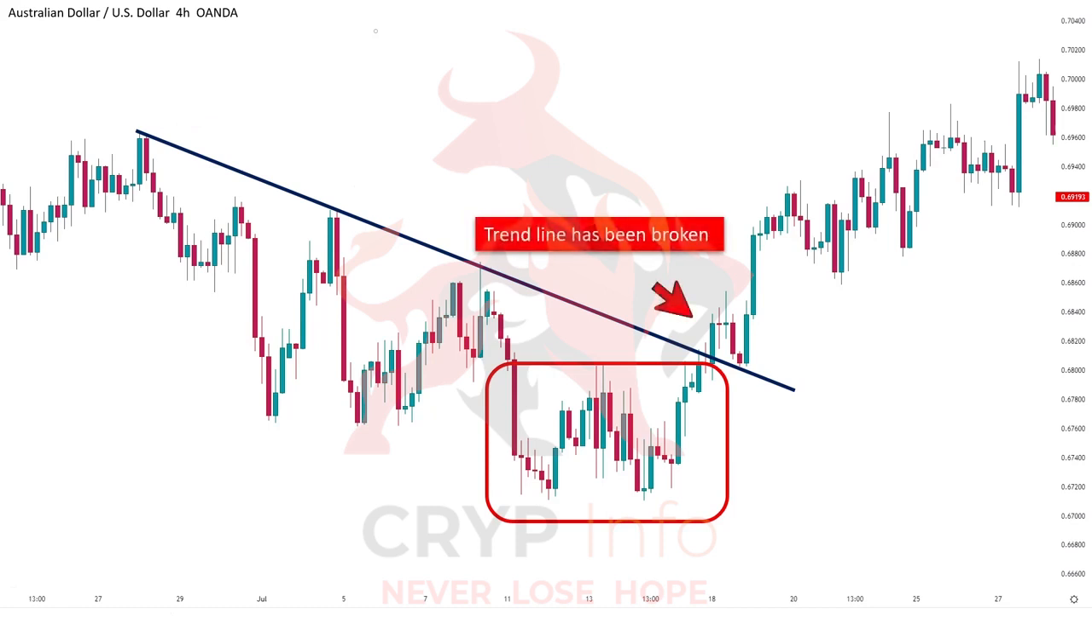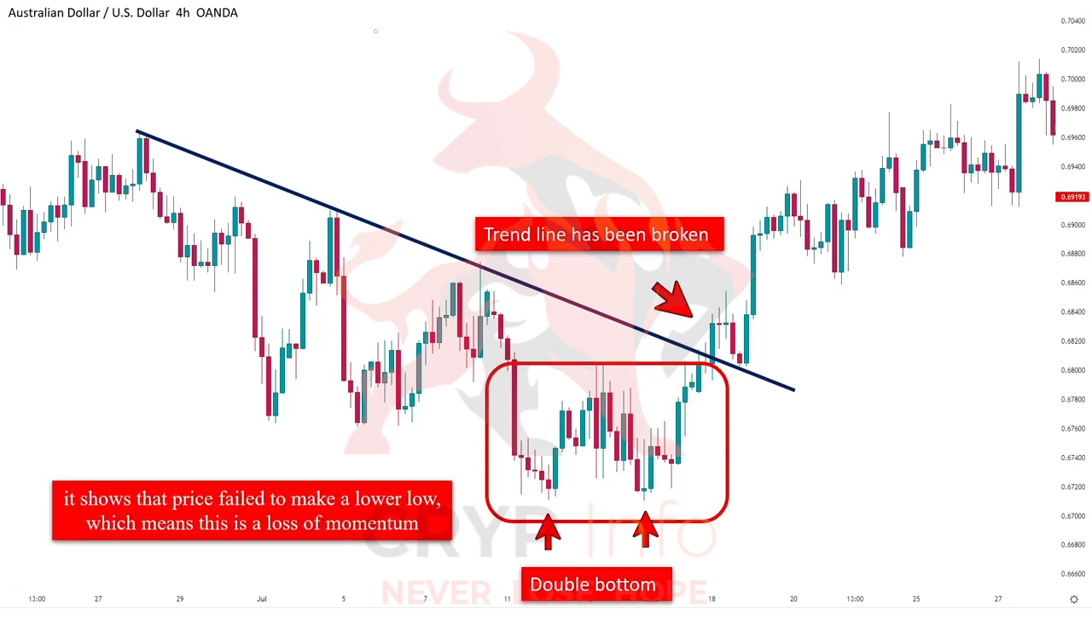Now there are many kinds of reversal patterns you can look for, such as double tops or double bottoms, head and shoulders, triangles, etc. And the reason you want to identify a reversal price action pattern right before a trend line break is that you are going against the dominant uptrend. So, the price action pattern we got was this double bottom. Now, what does the double bottom tell us in terms of the price action? Well, it shows that price failed to make a lower low, which means this is a loss of momentum.